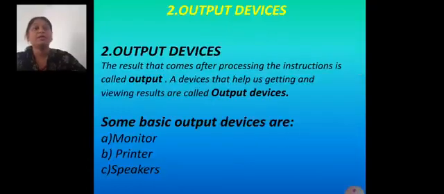Now let's see output devices. The result that comes after processing the instructions is called our output. A device that helps us get and view the results is called an output device.